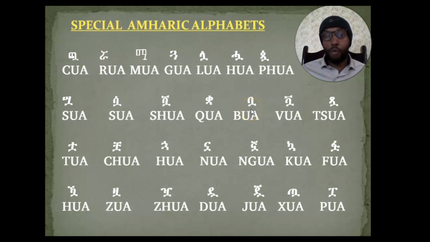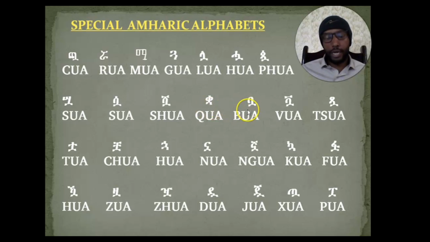Whereas this special Amharic alphabet is called what? Boa. Okay, Boa. Let me interrupt you. This special Amharic alphabet, all of them have what? A U sound, okay? They have a U sound. All of them have U sound, okay? Chwa, roa, moa, goa, loa, hoa, poa. See? Swa, also shua. All of them have U sound. Shua, kwa, this one is kwa, this one is poa, okay?